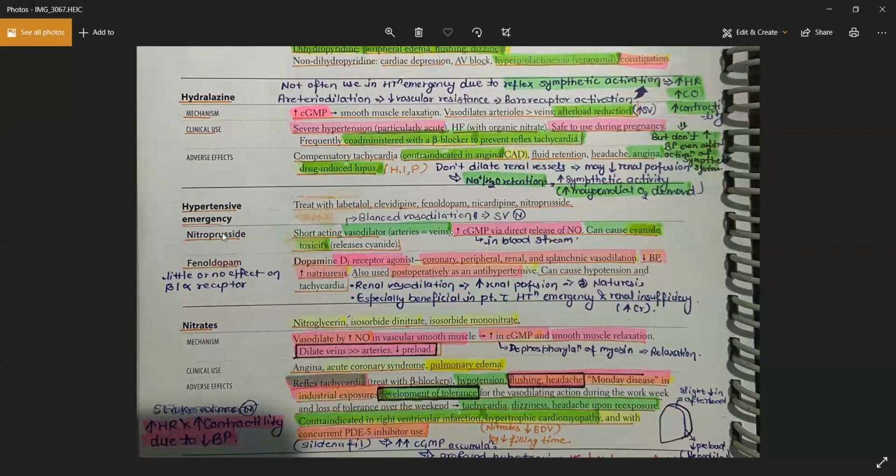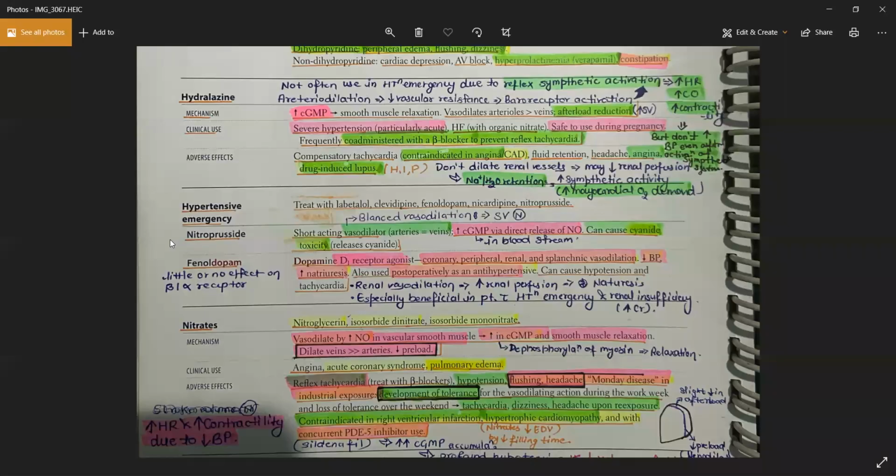Then comes a state of hypertensive emergency, when you have a BP of 180 and 120. Two drugs we have already discussed, nicardipine and clevidipine. One drug you guys know is labetalol, which is used for the hypertensive emergency state. The other two drugs are fenoldopam and nitroprusside, which we study now.